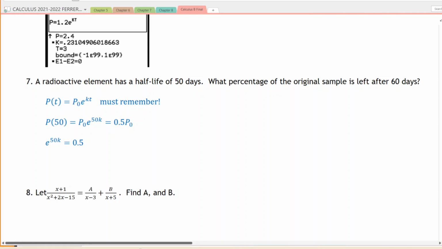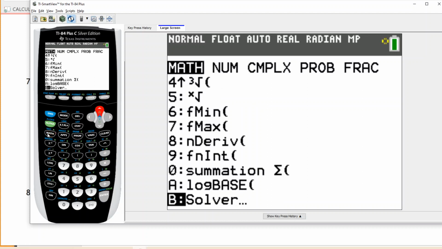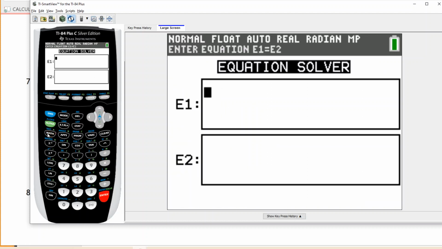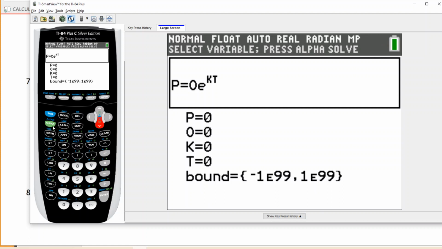So let's get to our calculator. We're going to take this into our solver. And we have nothing in our solver, so let's get started with putting stuff in here. I'm going to put P on the right side. On the left side, I can't use P again, so a lot of people have taken to using O there for P naught. And then we're going to put e to the kt. And we'll just go ahead and solve this.